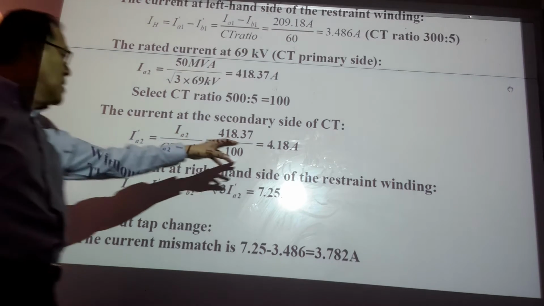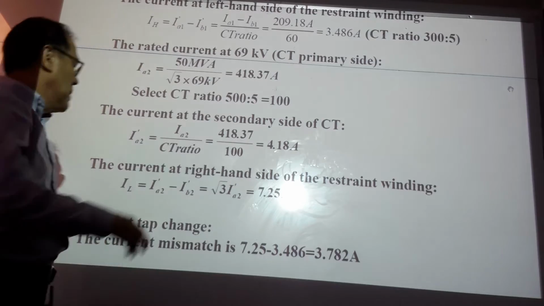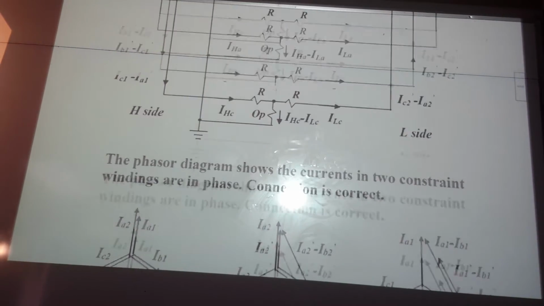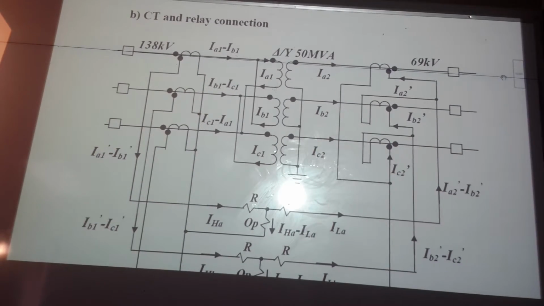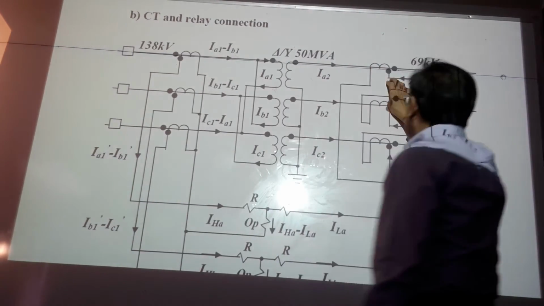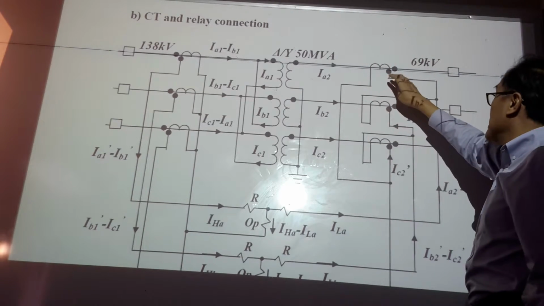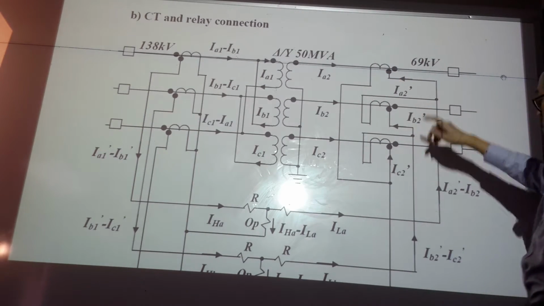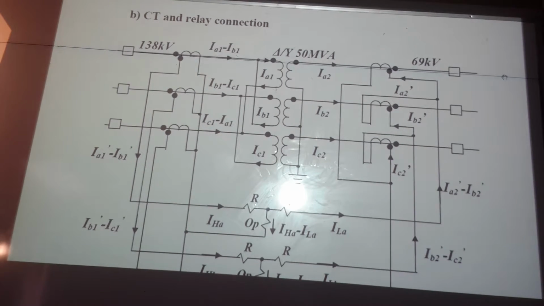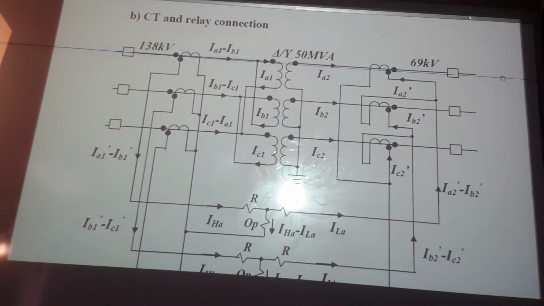So next, this 4.18, you must actually multiply by root 3. I think the easier way to look at it is here. So far, we have computed this side. The 4.18 that we get is here, but we need to connect the CT as a delta. Delta means something like this.